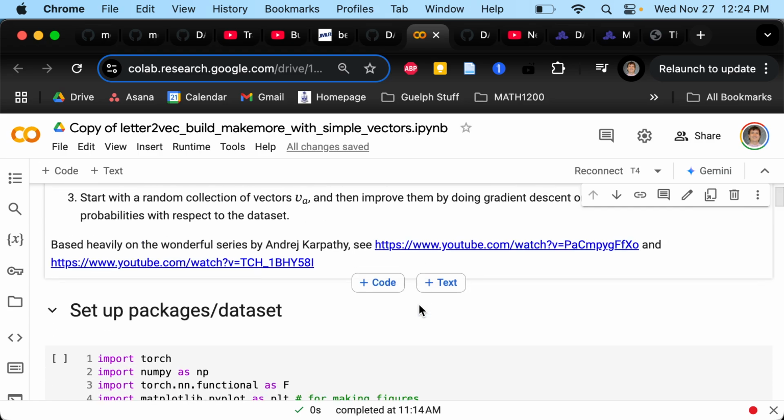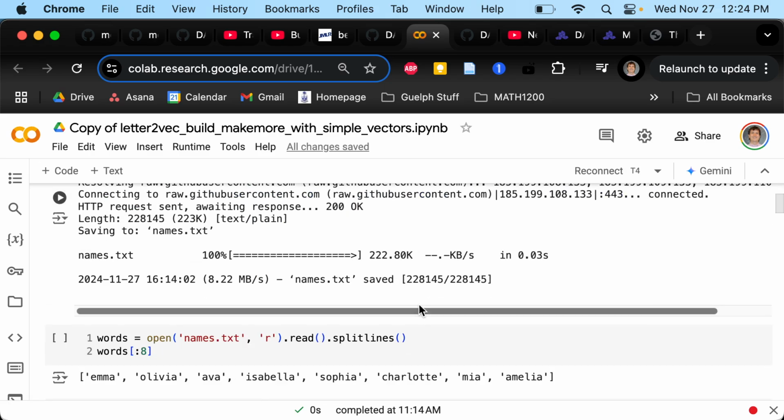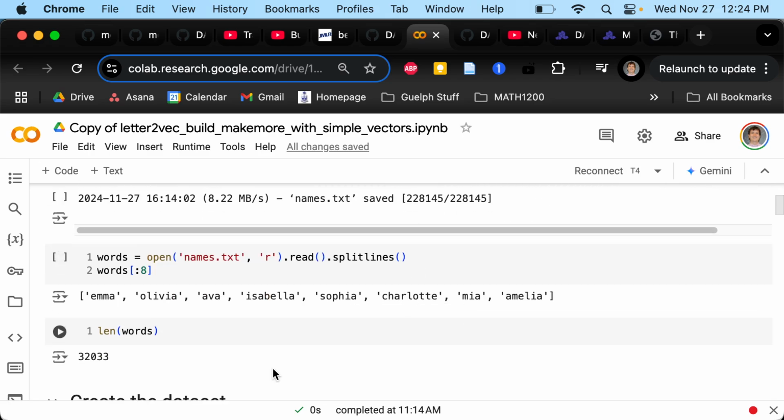Okay. So at the beginning, we're just downloading the data set. The data set is a list of baby names. So Emma, Olivia, Ava, Isabella, Sophia, these are names. I think they're in order by gender, so the first half is all the girl names, and the second half is all the boys' names. But there's 32,000 names in this data set. I think this was like the most common baby names of 2023 or something.